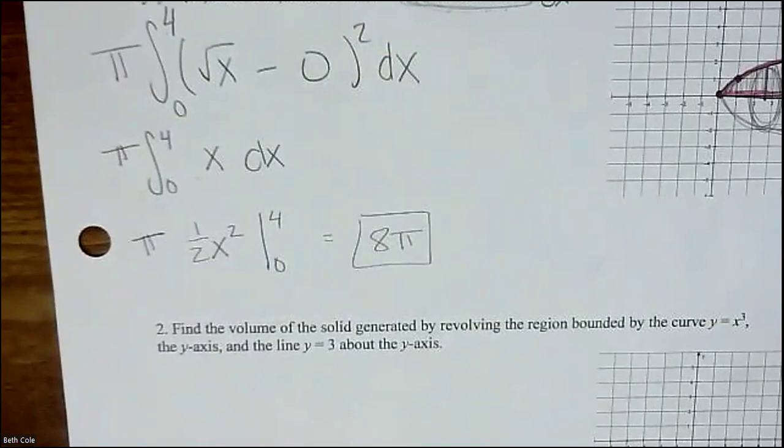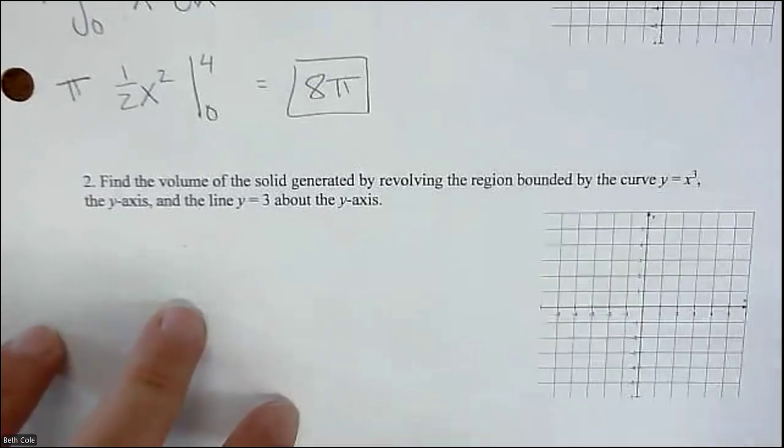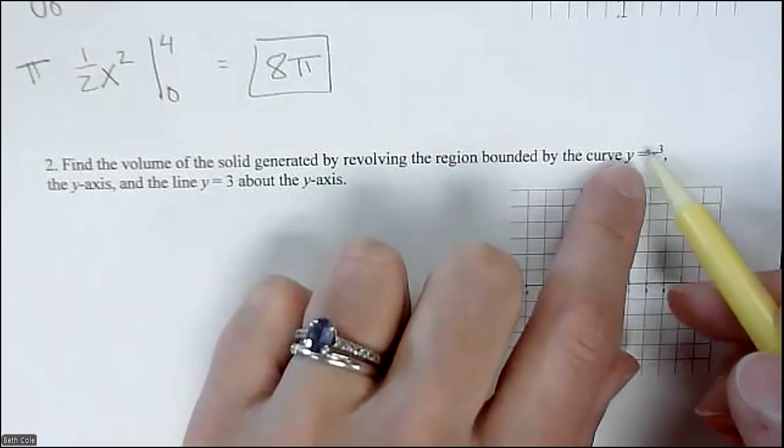8 pi. Good job. Let's try it again. Find the volume of the solid generated by revolving the region bounded by... What would this look like?